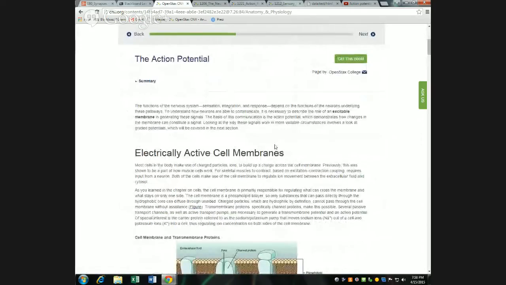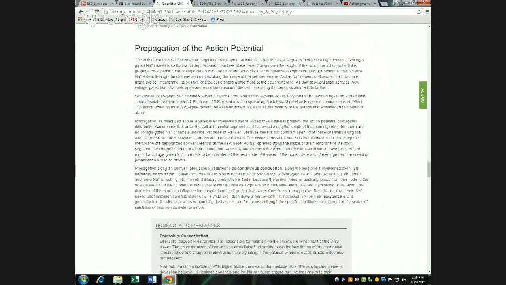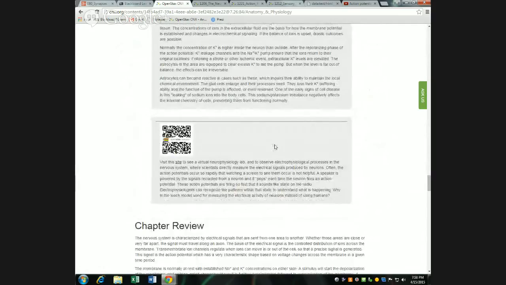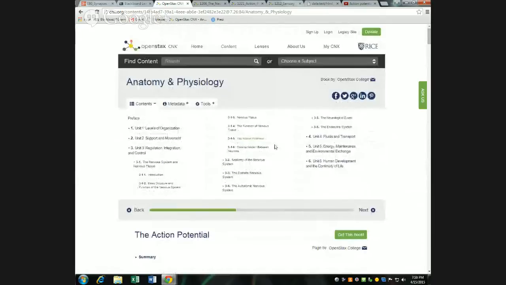So that was the action potential stuff. And after explaining the action potential, the next part is about propagation. I don't have a picture to go along with that. The video that I just showed you is a pretty good representation of that idea. Then the next section is called communication between neurons.